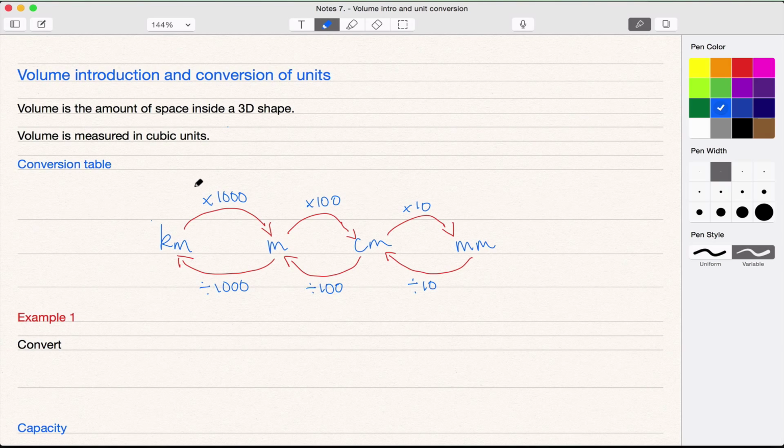Hello and welcome to our video on an introduction to volume and conversion of units involving volume. Volume is the amount of space inside a 3D shape.